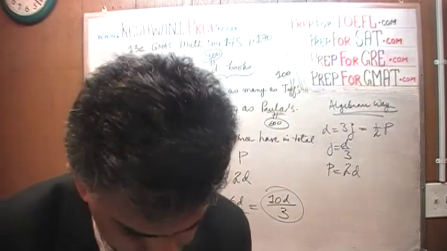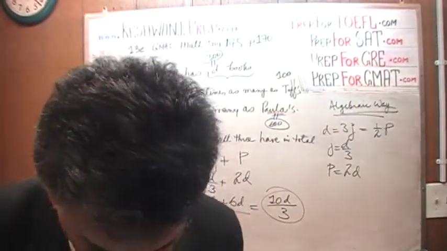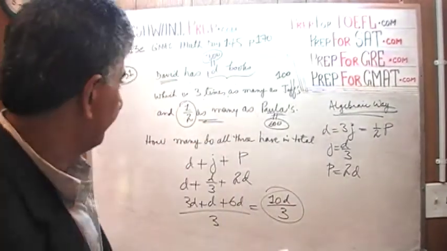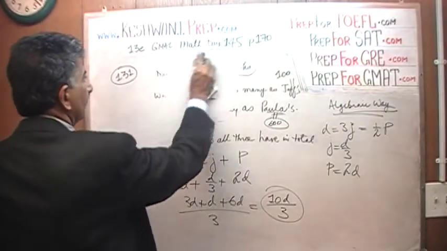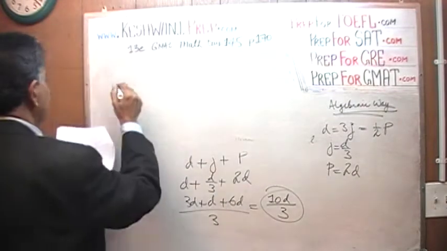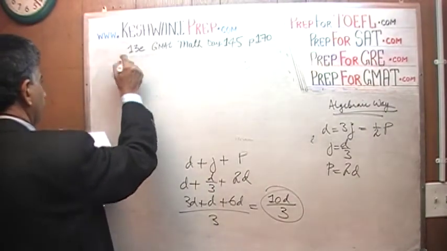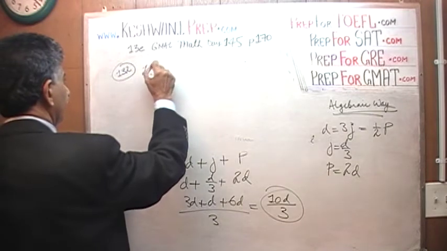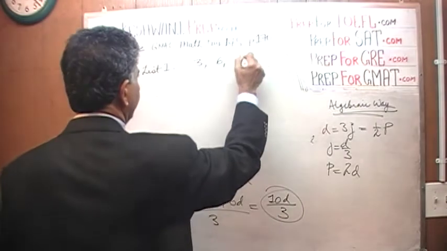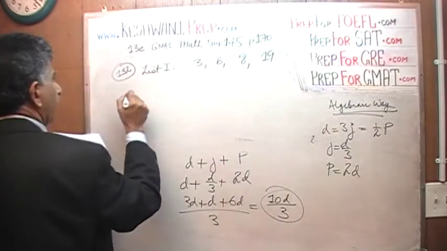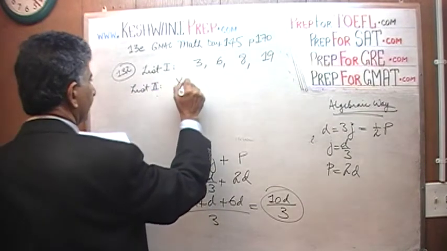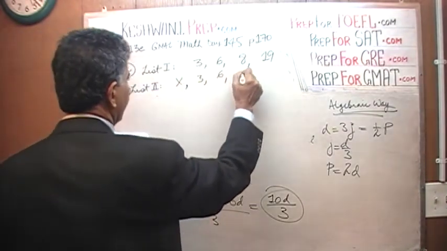132, where is 132? 132 is the very last problem on that page. Let's get it out of the way so that we're done with this page. In 132, we're given list number 1, which is 3, 6, 8, and 19. In list number 2, we are given X, 3, 6, 8, and 19.